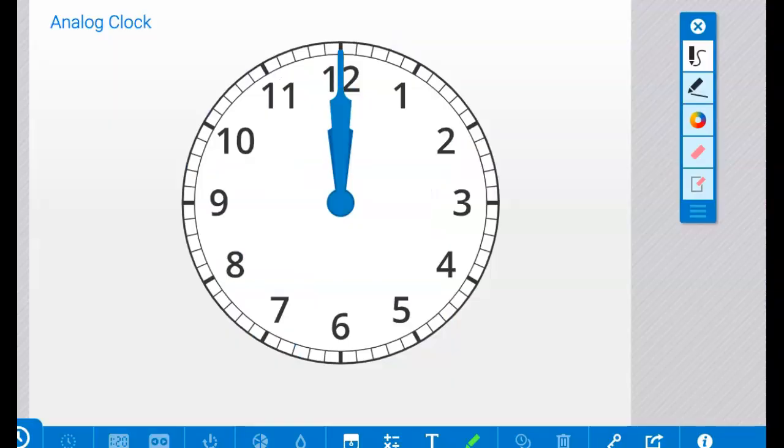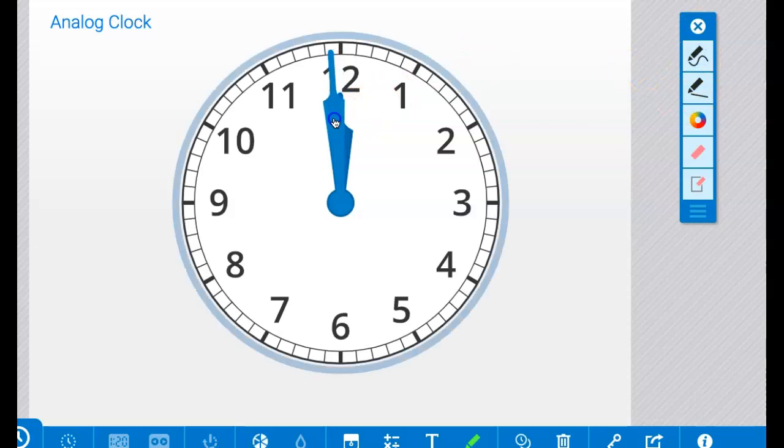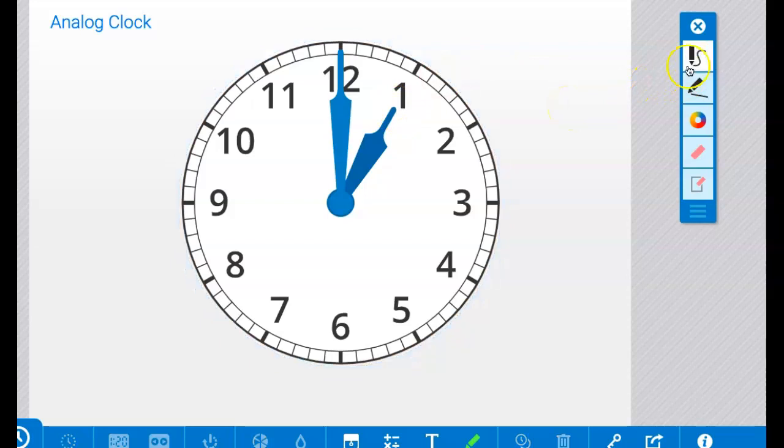Let's set our clocks. All we need to move is our hour hand. I need to grab it. There it is. Our minute hand stays on the 12. Our hour hand moves to the 1. Write the time on your whiteboard. The time is 1 o'clock. We always need our colon to separate the hours and the minutes.